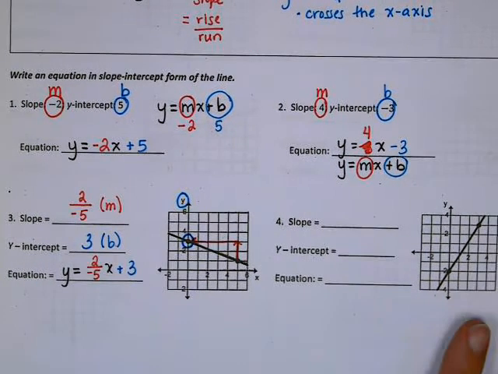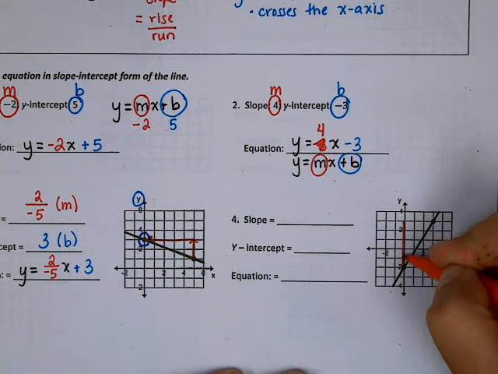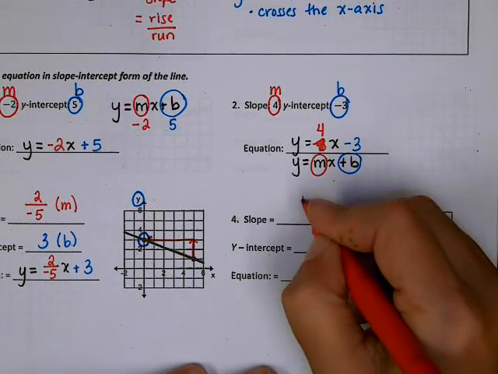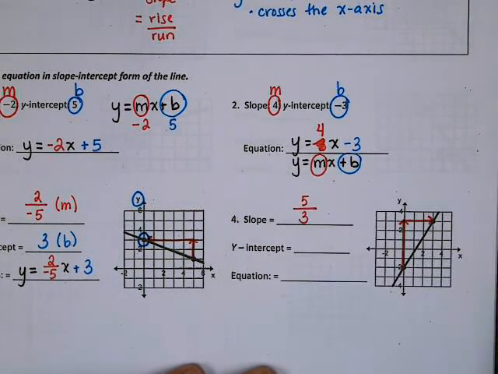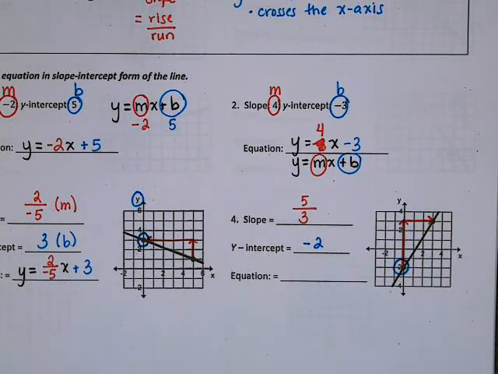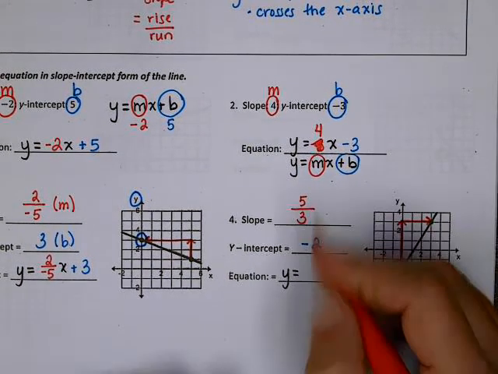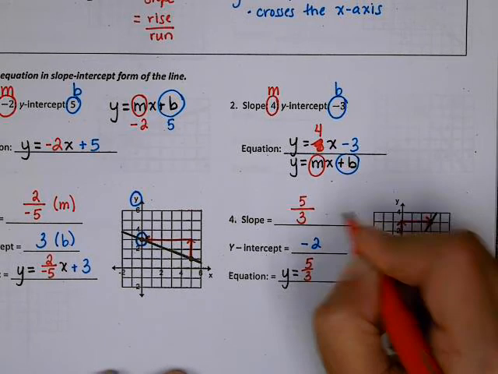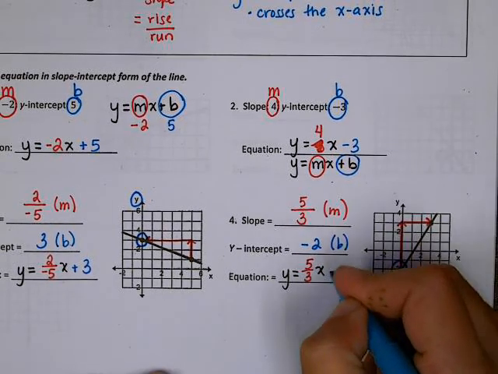Let's take a look at number 4. If I wanted to find my slope on this graph, my rise would be 5, and my run would be 3, and it's both positive because I'm going up and to the right. My y-intercept would be negative 2. So my equation would be y equals 5 over 3, because that's my m, x plus b, which is negative 2.